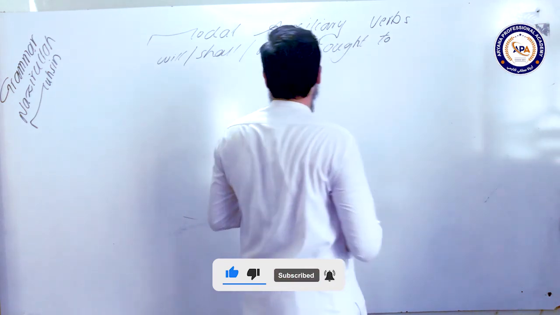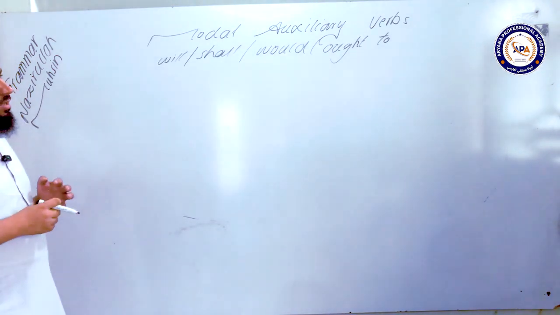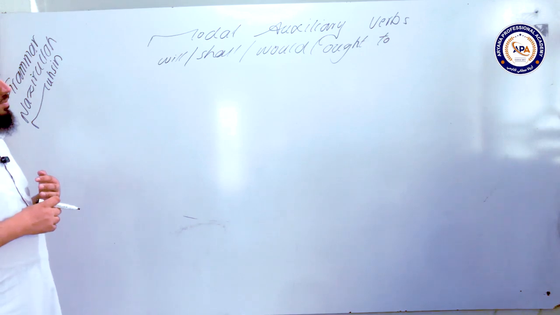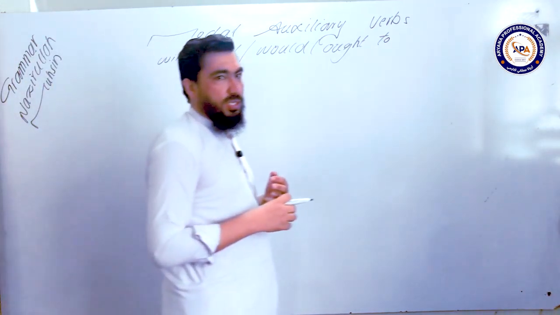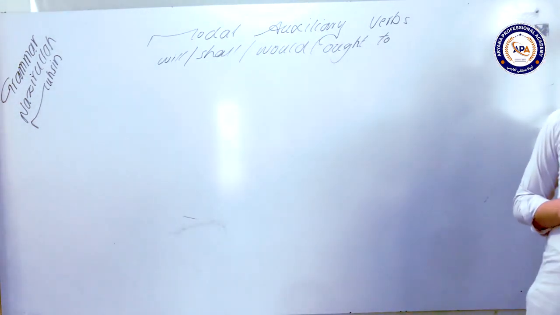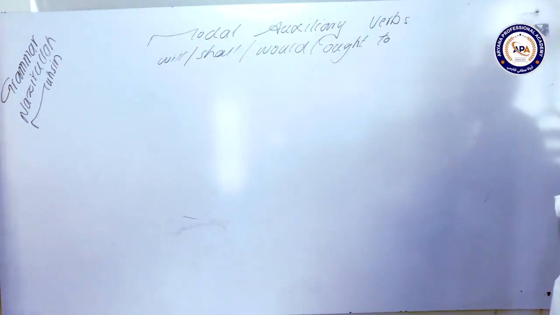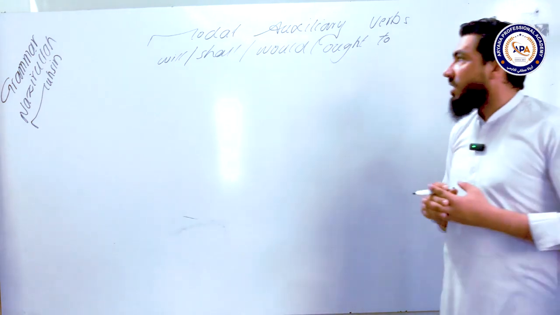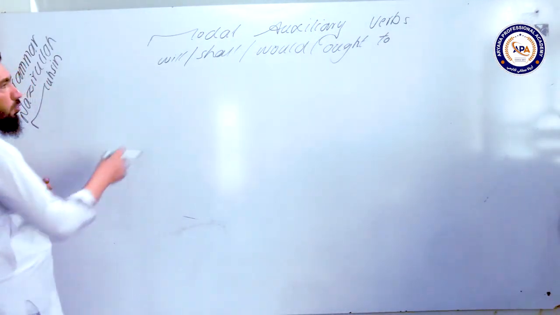As we studied some of the modal auxiliary verbs yesterday, we talked about 6 of them. We studied can and could, may and might, and should and must, right? So we studied 6 modal auxiliary verbs, and in today's lesson, we're going to study the rest 4 of them, will, shall, would, and ought.